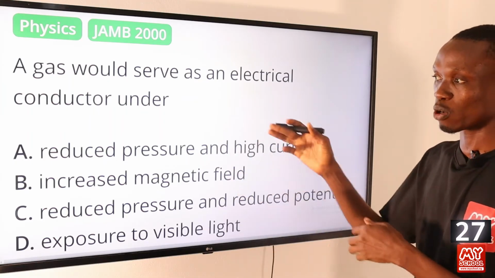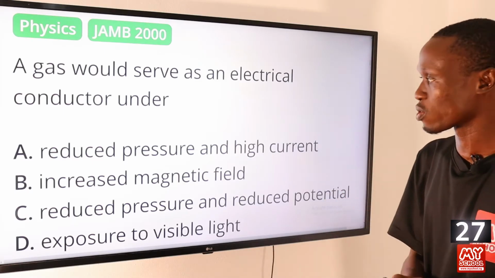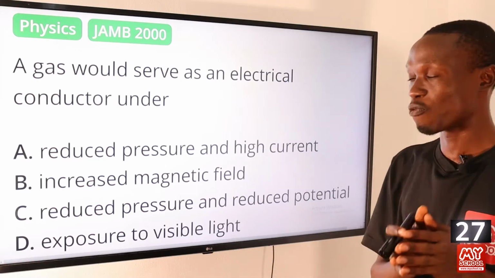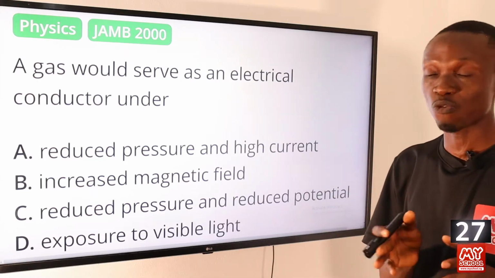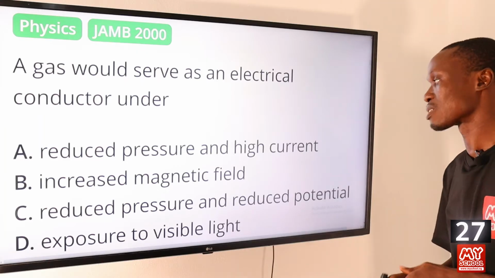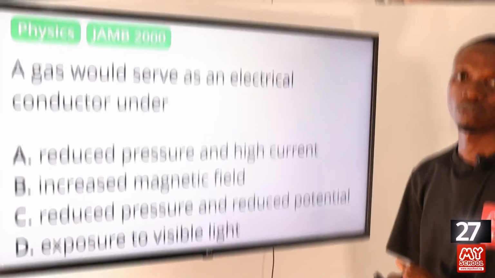So the closest option is option A, reduced pressure and high voltage, and the reason for that is because according to Ohm's law, voltage is directly proportional to current. So we can say that high voltage presupposes high current. So that makes option A the correct answer to this question.